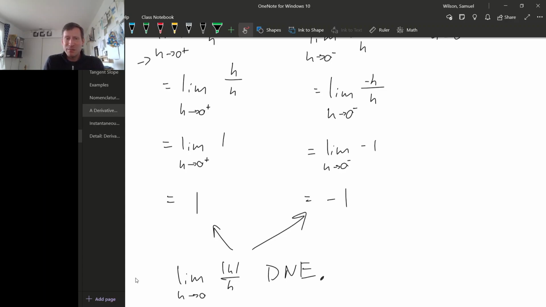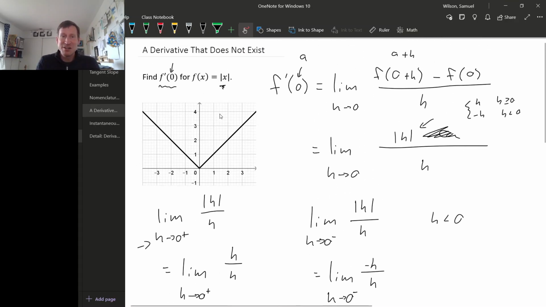Okay, but this limit was f prime of 0. So that means that f prime of 0 doesn't exist. So if we go back to the original question, find f prime of 0, well, there's no such thing. This just doesn't exist. So what is it about this function that made that happen? Well, it was exactly this ambiguity about what the tangent line should be. Remember at the beginning we said we didn't know what the tangent line is, and the fact that this derivative doesn't exist is kind of telling us that there is no good tangent line here.